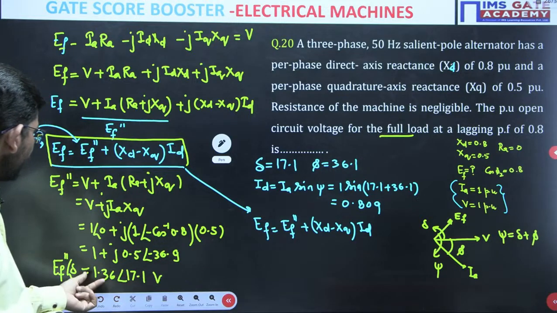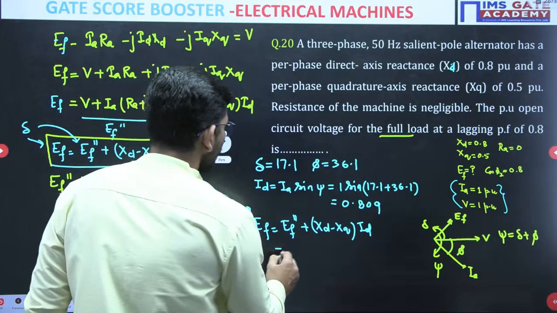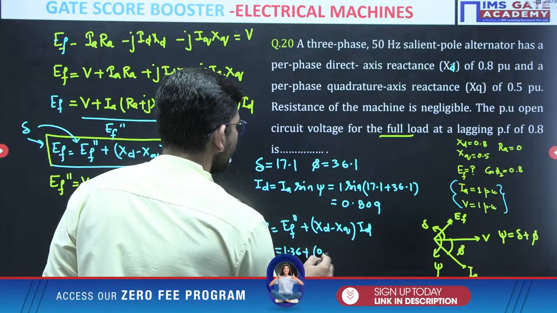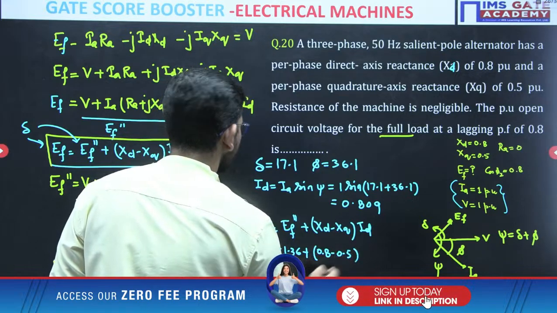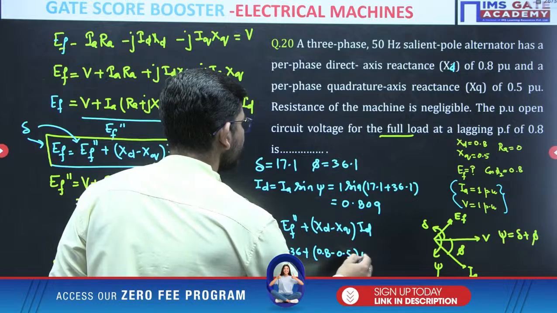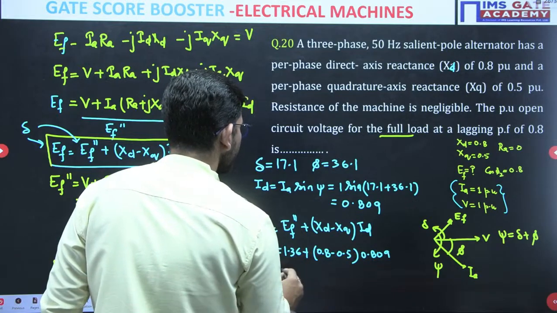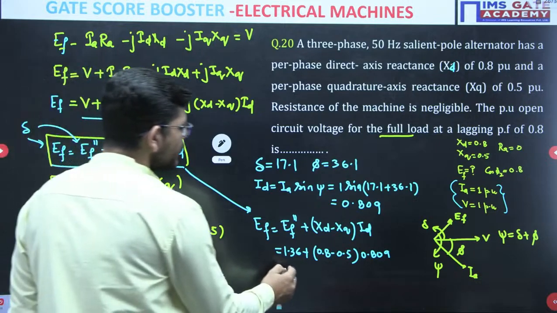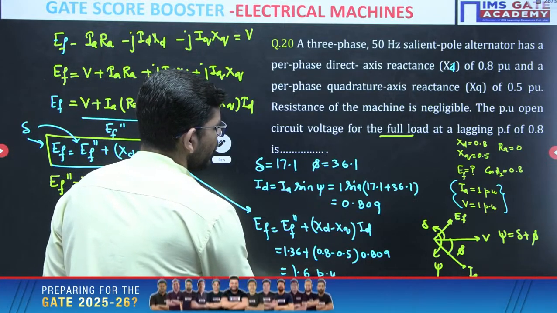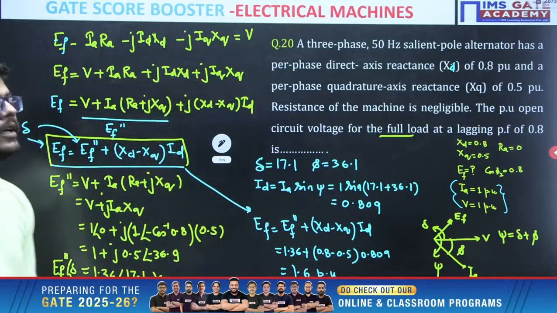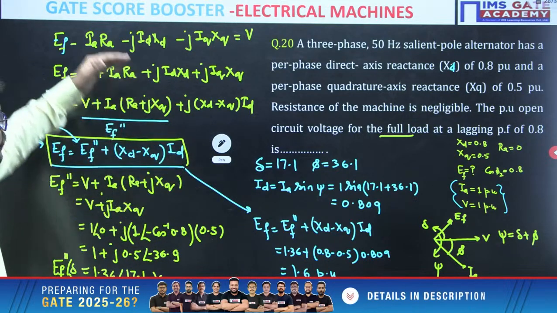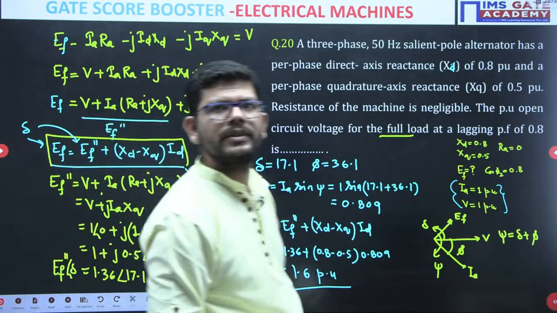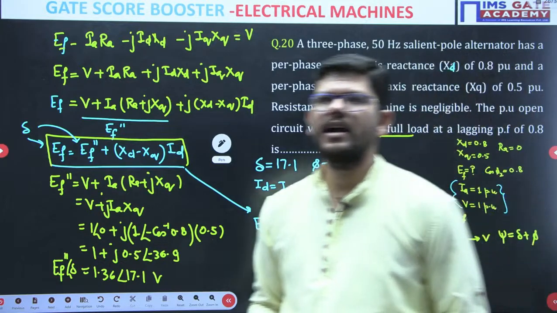Now what is the EF double dash amplitude? It is 1.36. XD minus XQ will be 0.8 minus 0.5. ID is 0.809. So when you solve it, you are going to get 1.6 per unit. Got it? So through this question, I have told you the complete process of how to solve these questions.